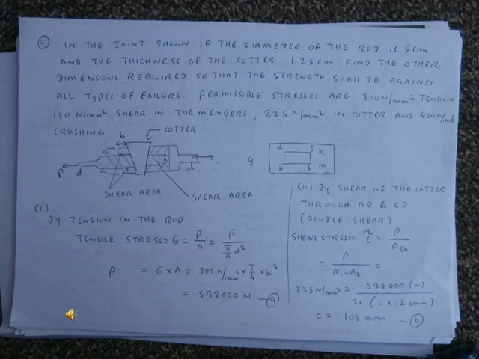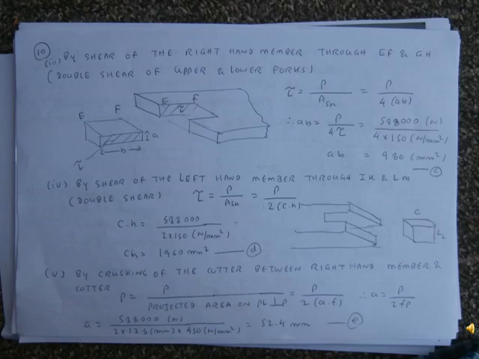And we continue to solve this problem. Number 3 is the shear of the right hand member through EF and GH, the shear of the upper and lower parts. In the diagram we see EF and GH, so in this case the pieces are coming out. Shear stress is equal to P divided by A shear, so this is P divided by 4 AB. So AB is equal to P by 4 times the shear stress. So 588,000 divided by 4 multiplied by 150. From that you get AB equal to 986 millimeter square.